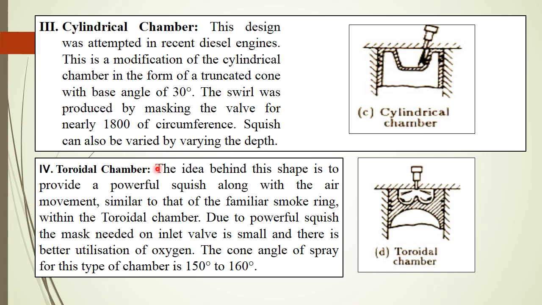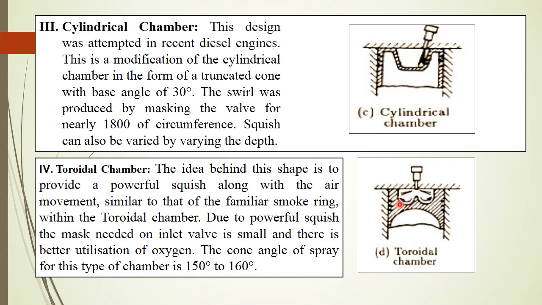Next, the toroidal chamber. The idea behind this shape is to provide a powerful squish. You see, such a toroidal shape is provided. Because of that, what happens? Whatever air is in these passages, in this cavity, gets compressed and ejected instantaneously when the piston reaches TDC in the compression stroke.